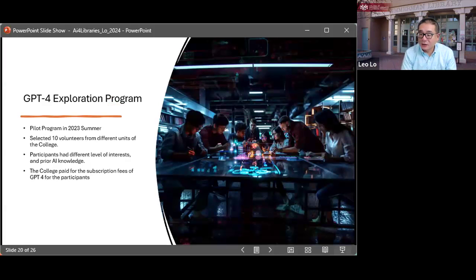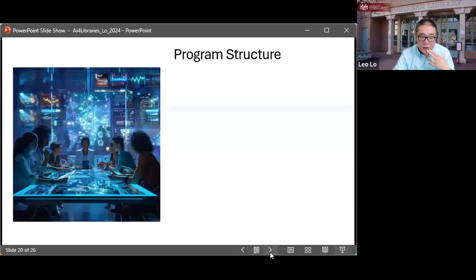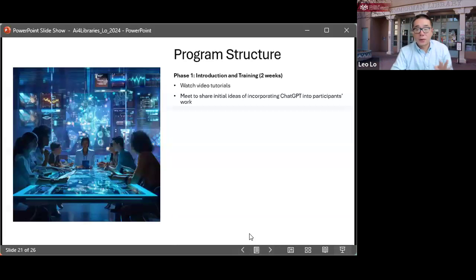All the participants had very different levels of interest and different AI knowledge. Some were very enthusiastic about AI. Some were actually quite skeptical, which I liked about that group. And we paid for the subscription fees of GPT-4 for the participants. So here's the structure. It's a 12-week program in the summer. Phase 1, a couple of weeks. At that point, there weren't a lot of training videos, so we tried to find whatever we could find to learn a little bit more about ChatGPT.